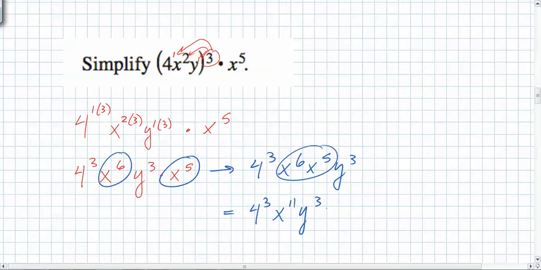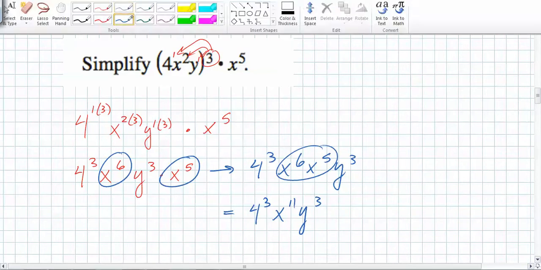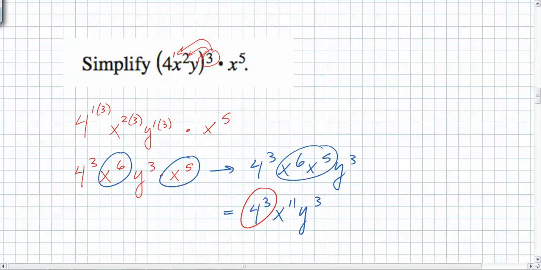The order you put these terms in isn't super important, but generally speaking, you want to have your numeric coefficient first. So 4 to the 3rd first. Put the number first, and then put your variables in alphabetical order. Alphabetical order just makes it a little easier if you have a whole lot of variables in one place.